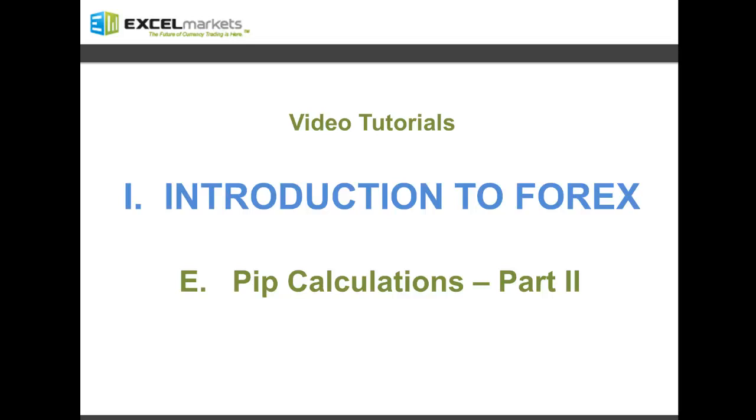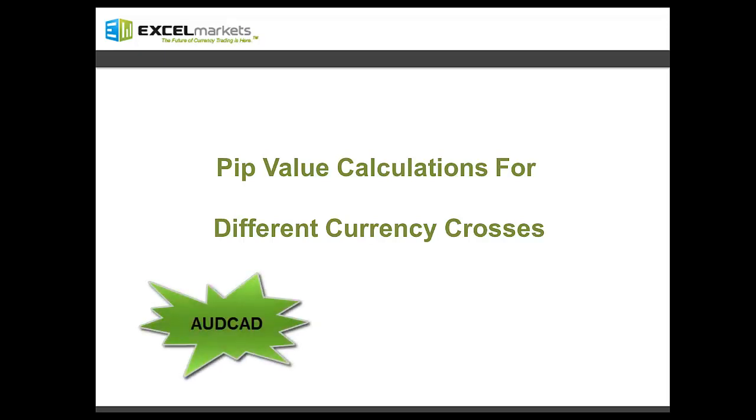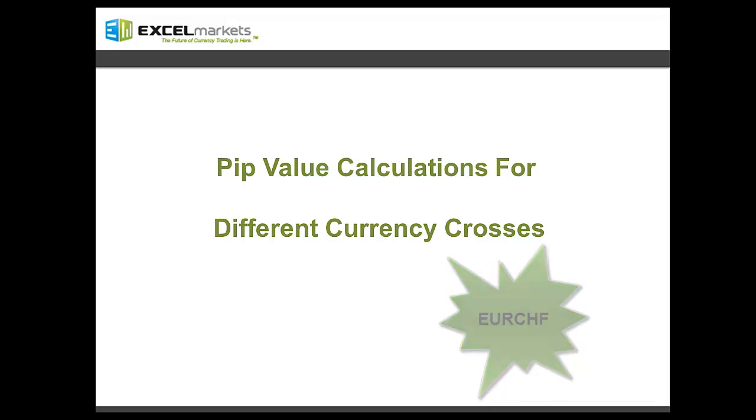In part 1, we discussed the pip increments for 5 and 3 decimal pricing systems and the pip values for USD and yen crosses. In this video, we will be discussing how to calculate the pip values for crosses of different currency pairs, such as the AUD CAD, or the Australian dollar against the Canadian dollar, or the Euro CHF, that is euros against the Swiss franc, etc., and how we can convert them in terms of your trading account based currency.